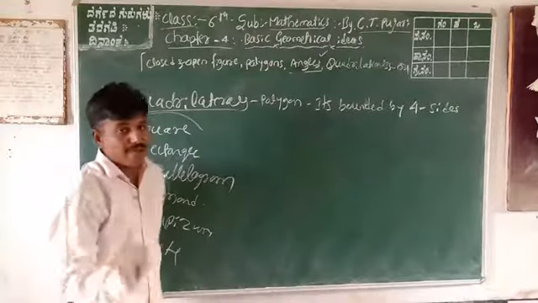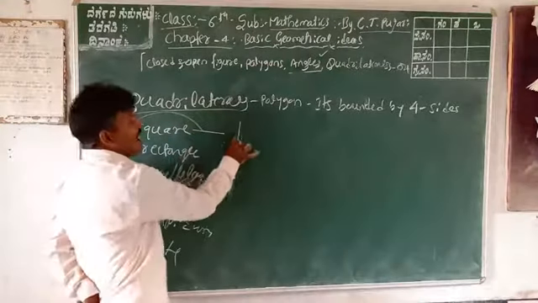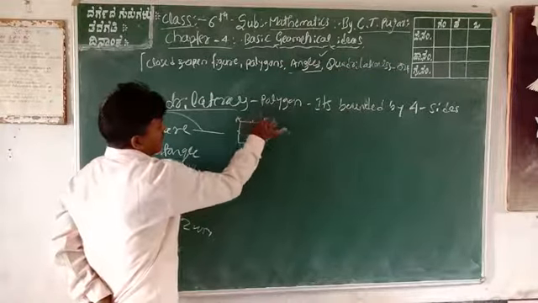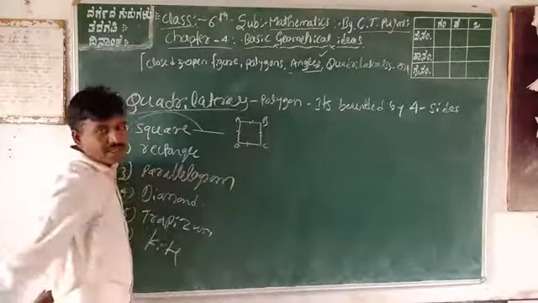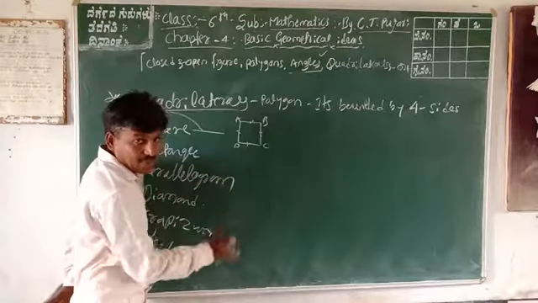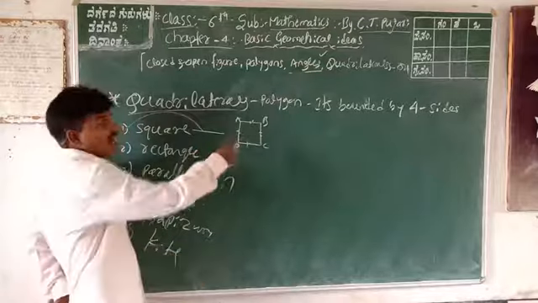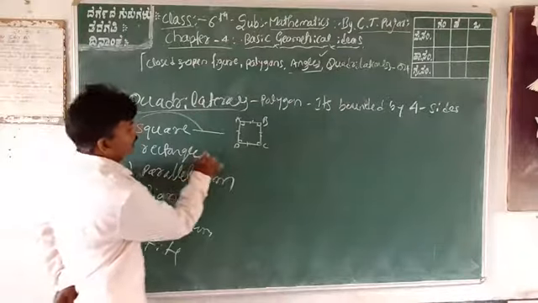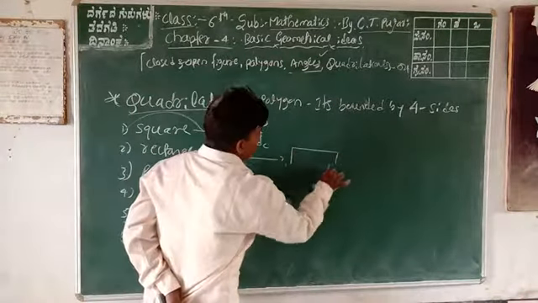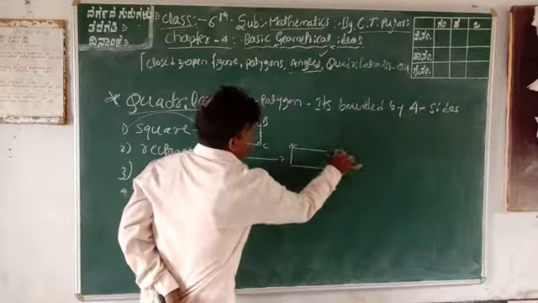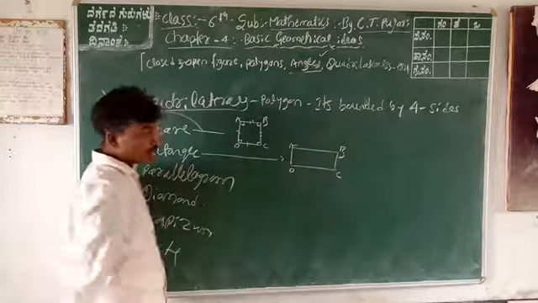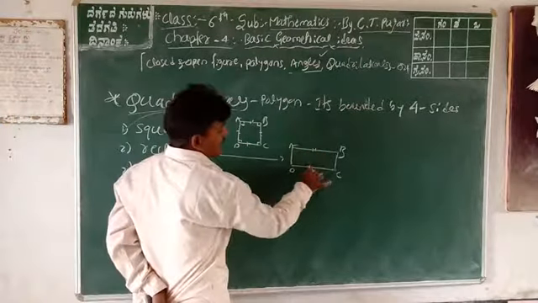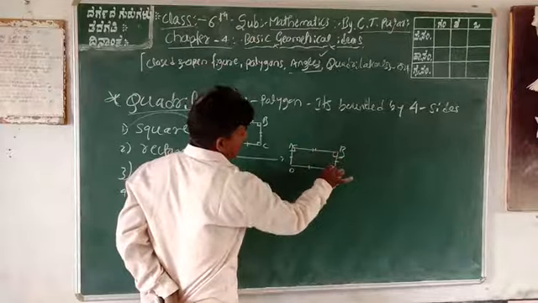Quadrilaterals have only four sides, but in a square all sides are equal. ABCD is a square. It is a quadrilateral, but its name is square. Square means all sides are equal and all angles are equal to 90 degrees. And the rectangle: only opposite sides are equal. ABCD is a rectangle, and it is also a polygon and a quadrilateral. Opposite sides are equal and all angles are equal to 90 degrees.